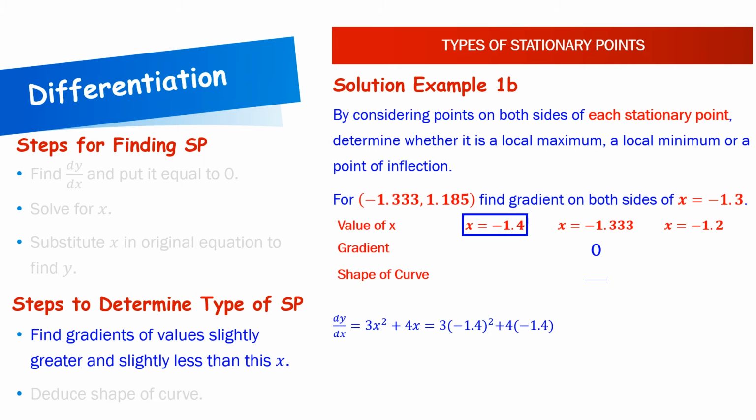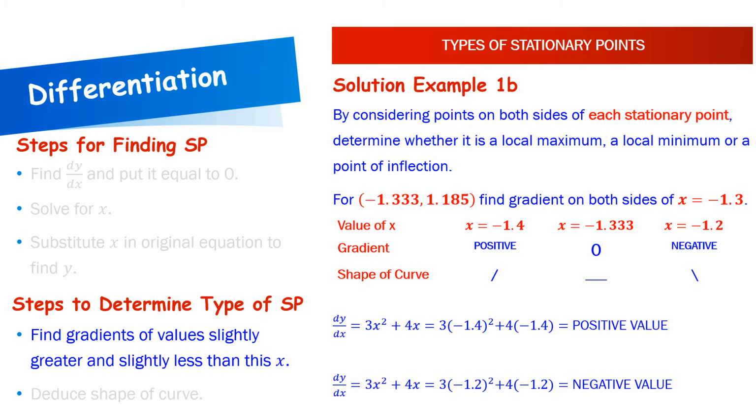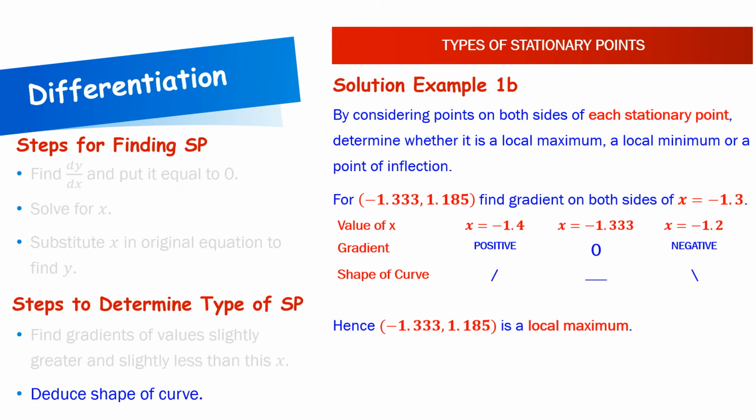At x equals minus 1.4, again, we simply plug into the equation for dy/dx, as shown, and this gives us a positive value. So our curve is sloping as shown in the table. And now let's plug in the value for x equals minus 1.2 into our equation for dy/dx, as shown. And this gives us a negative value. So our curve is sloping the other way. And therefore, this stationary point is a local maximum.